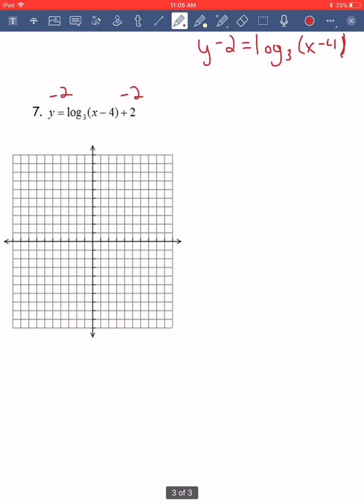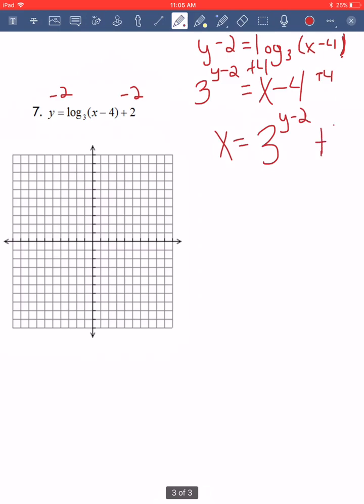Now my log's alone, so I can put this in exponential form. So I have 3 raised to the y minus 2 power, and that equals x minus 4. And now I need to get x alone because I'm going to be solving for x. So I'm going to add 4 to each side. So my equation that I'm going to be plugging my y values into is x equals 3 to the y minus 2 power plus 4.